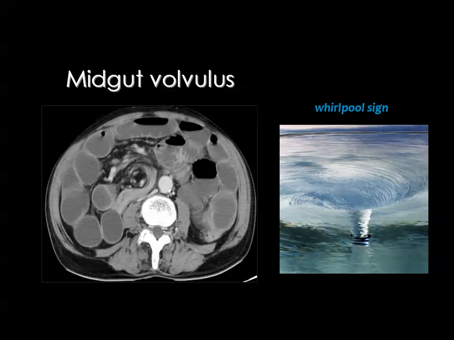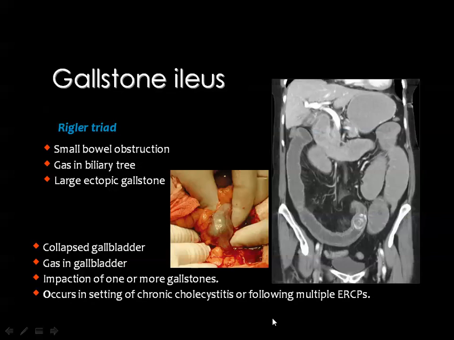Then midgut volvulus is diagnosed by this whirlpool sign, and the root of the mesentery, where the superior mesenteric artery and the vein are present, will show this whirlpool sign. And this is the pathognomonic sign for the diagnosis of intestinal volvulus, and you can appreciate the dilatation of the small bowel with multiple air fluid levels. I will discuss this sign once more in the section on mesenteric and peritoneal imaging.